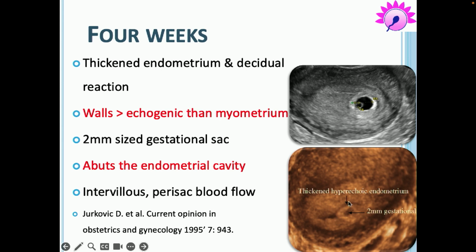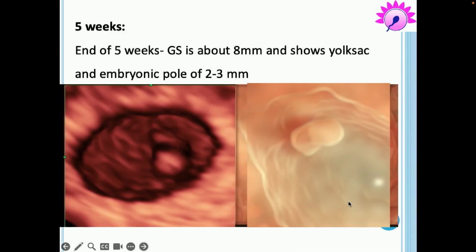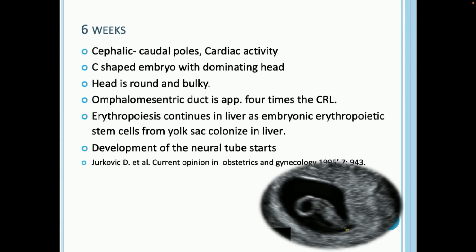And if you switch on the Doppler, you will see a lot of peri-sac blood flow, which is a positive sign for a live pregnancy most of the times, but not always. At 5 weeks you will start seeing the yolk sac inside, and you are also seeing a tiny fetal pole at the end of the 5 weeks, 5.5, 5.6 weeks. Even when it is just 1 or 2 millimeters in size, it is only by the cardiac activity that you see inside that you diagnose this is a fetal pole.